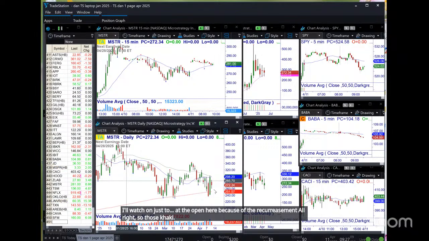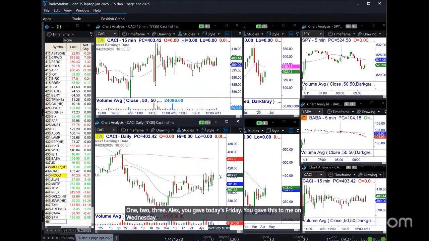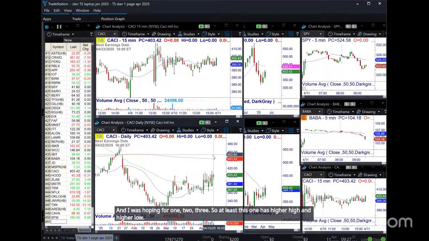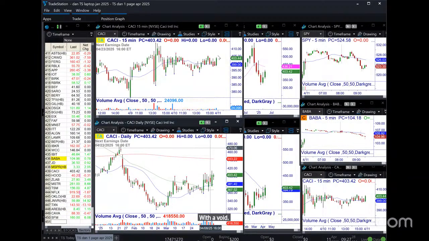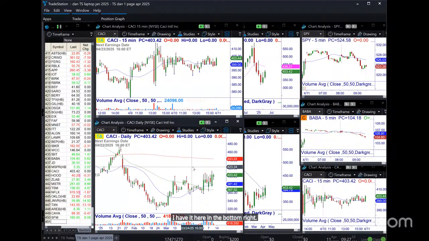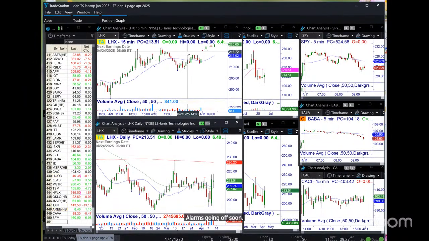1, 2, 3. Alex, you gave this to me on Wednesday, and I was hoping for a 1, 2, 3. So at least this one has higher high and higher low with a void. Now my alarm went off, but I don't see any prints. I have it here in the bottom right. Sam, this was your 1, 2, 3 from yesterday. Up alarms going off. I'm not going to chase it in a weak market. Ideally, it would have given us another inside day.